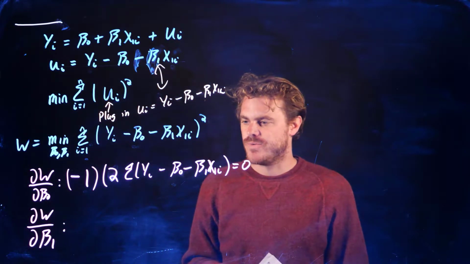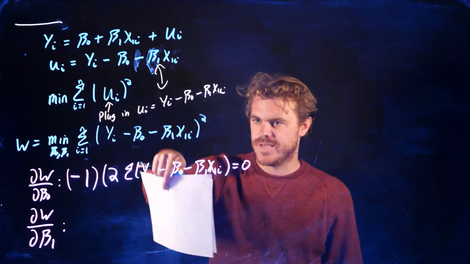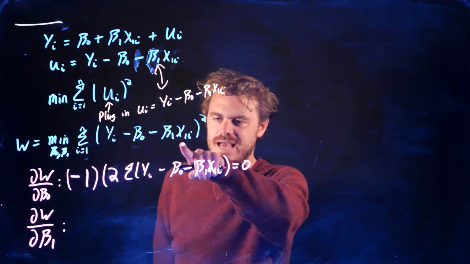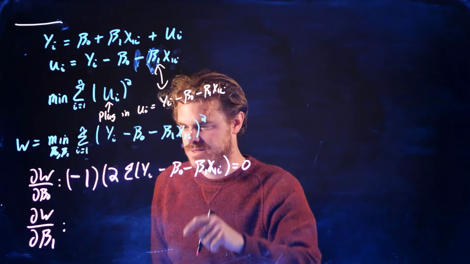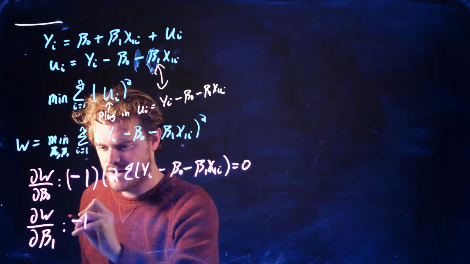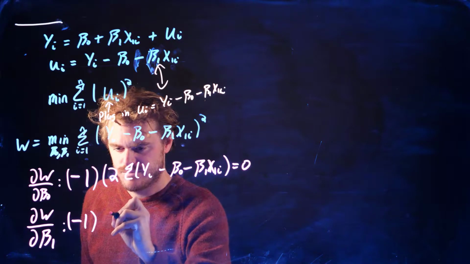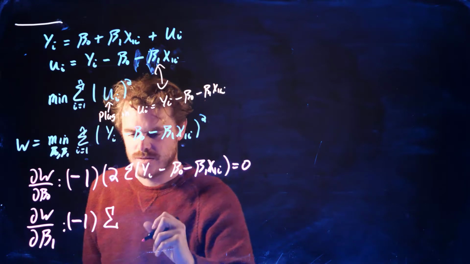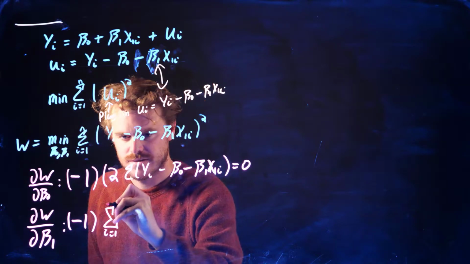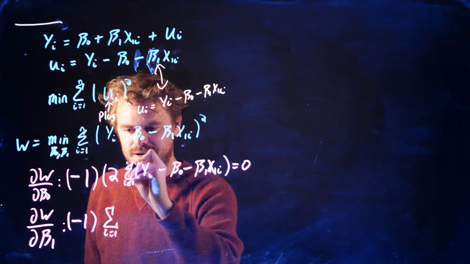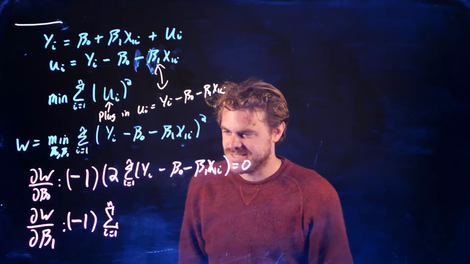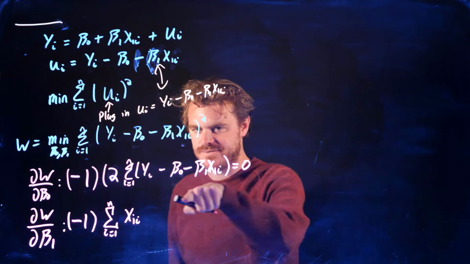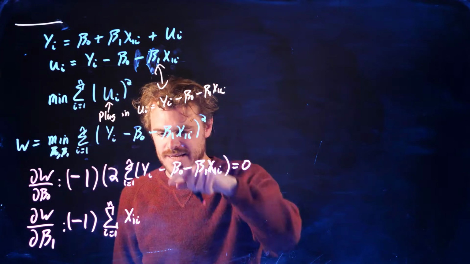Okay, now we can take the derivative with respect to beta 1. So again, we have a minus there, so it's minus 1. But we have this x1i still attached. So again, we're going to have this minus 1. But then we have the sum. I should put i equals 1 to n here too. The sum. Again, now we have that extra x1i here. It looks a bit different than the one above because we have this x1i attached.